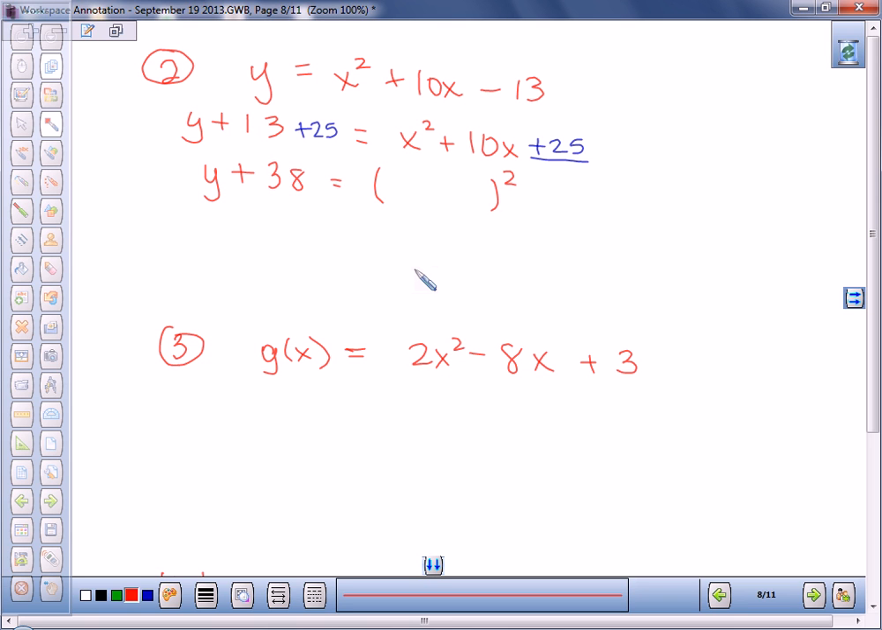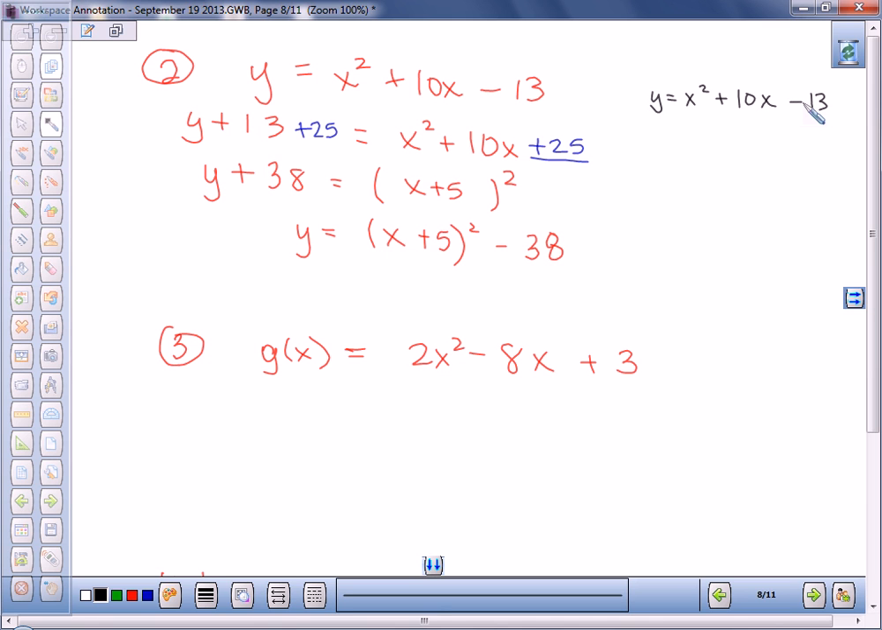What is this as a binomial squared? X plus 5. So this can become x plus 5 squared minus 38. Now, I just want you to watch this one, and you can decide if you like it better. You're welcome to use this.